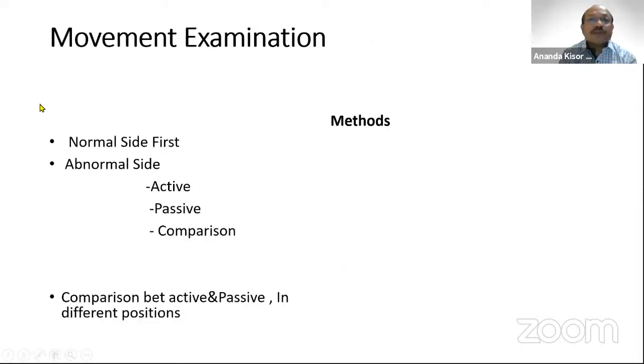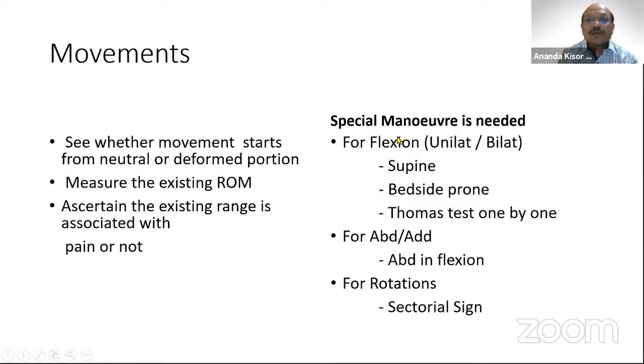Now the movement examination always has three points. We have to examine the normal side first, followed by the abnormal side. We have to see the active motion, then the passive motion, then the comparison. Comparison will always be between the active and passive in different positions. Now, some special maneuvers may be required. For the passive motions, we have to see whether the movement starts from the neutral or the deformed position. We have to measure the existing range of motion, and whether the existing range of motion is associated with pain or not. This is most important.